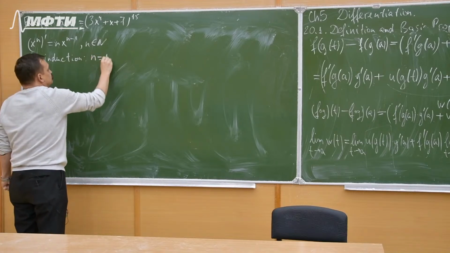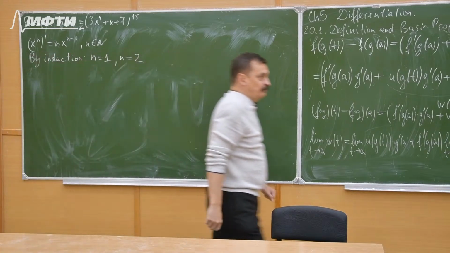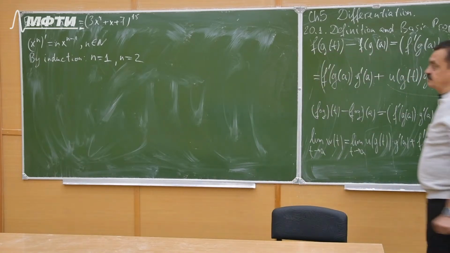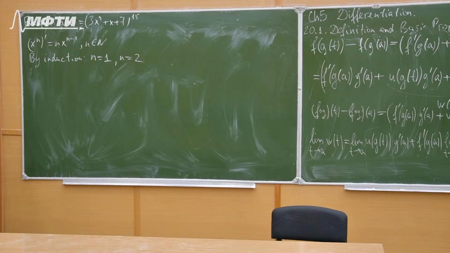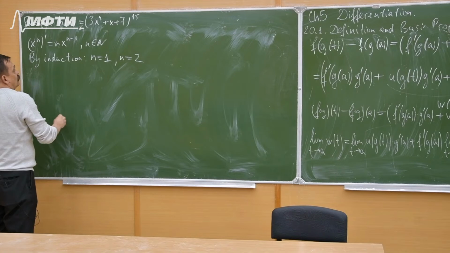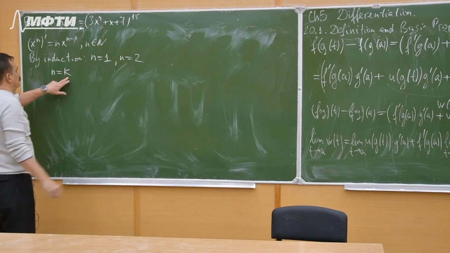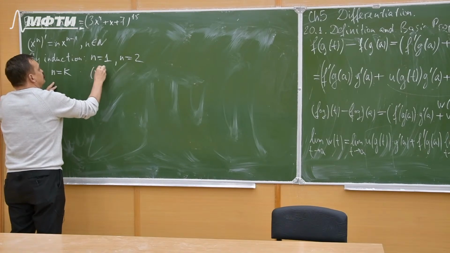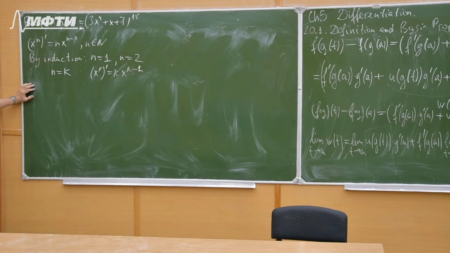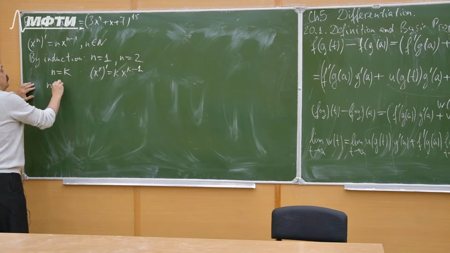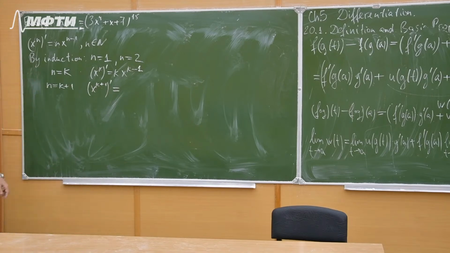So n equals 1, we checked. In fact, we checked n equals 2 as well. The first two examples were precisely the cases n equals 1 and n equals 2 of that formula at arbitrary point x. Okay, so if we checked that equality for n equals k, it means the induction hypothesis is (x to the power k)' equals k times x to the power k minus 1, then for n equals k plus 1, we should find the derivative of x to the power k plus 1.